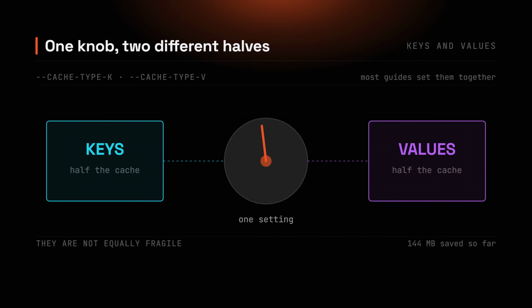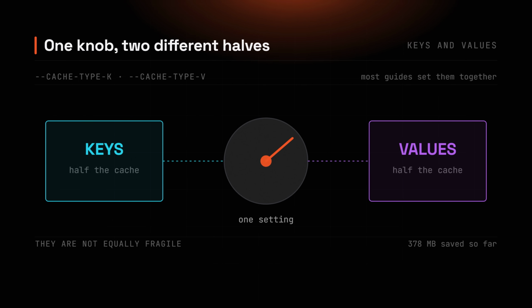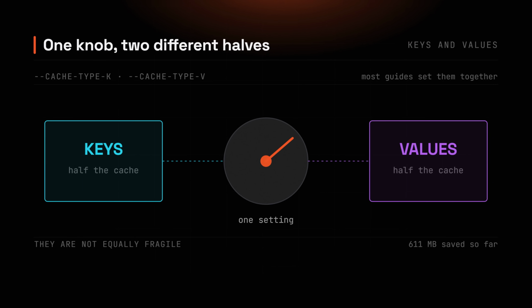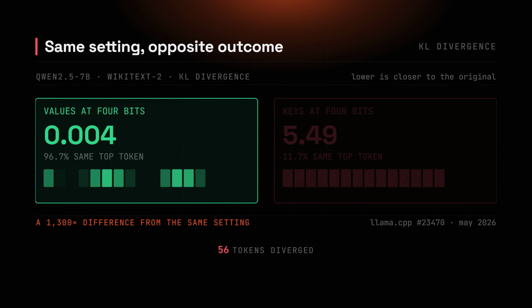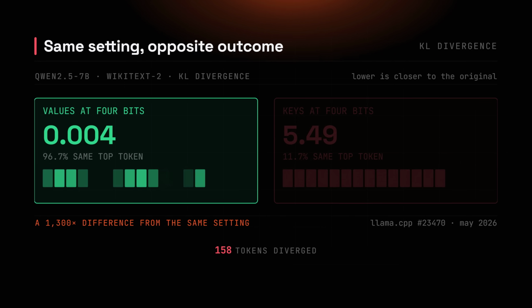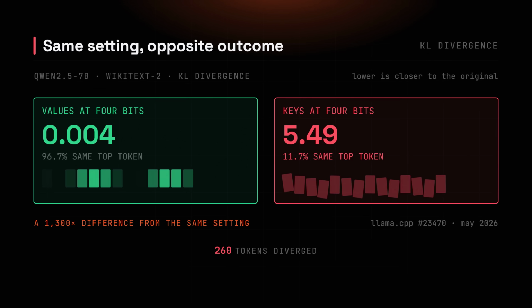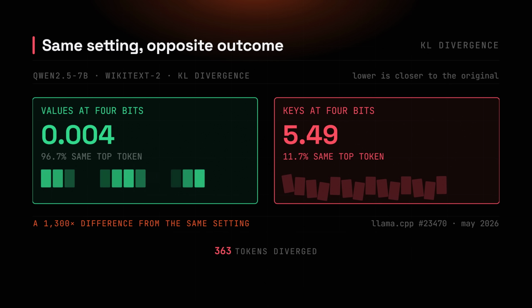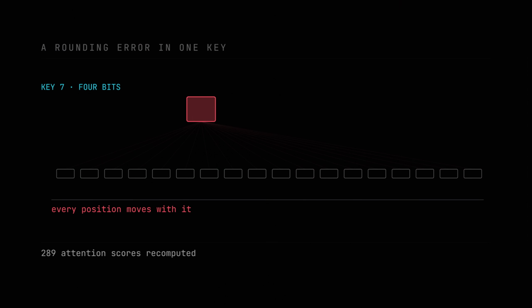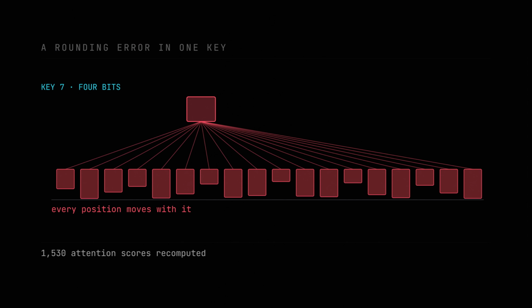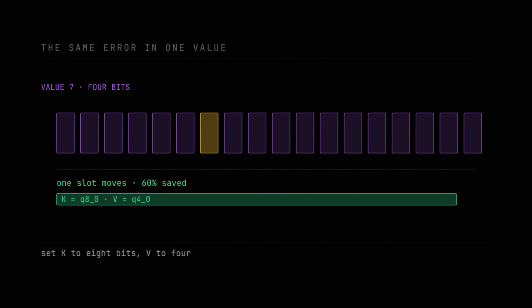People shrink the cache the same way they shrank the weights, with one setting for both halves. That setting is where the tutorials go wrong, because keys and values are not equally fragile. Quantize the values to 4 bits, and the divergence from full precision is 4 thousandths, free. Quantize the keys to 4 bits, and it is 5.5, and the model now agrees with its own full precision answers 11% of the time. The reason is mechanical. Keys pass through a softmax, so an error at one position spreads across every position. Values just get added up, so their error stays put. 8-bit keys, 4-bit values, and you keep 60% of the memory.